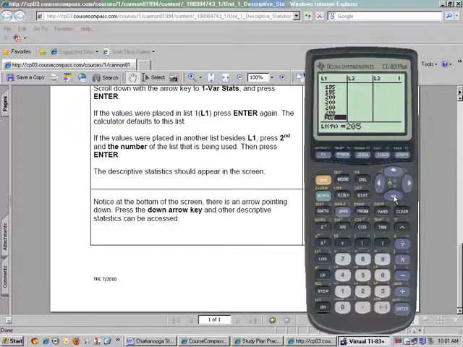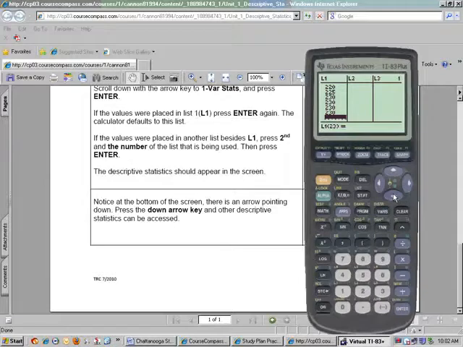Let's see if there's anything else that repeats more than 4 times. Notice 230 repeats 1, 2, 3, 4. So it also repeats 4 times. So in this particular problem, we have 230 and we have 200 that repeated 4 times. So this is called bimodal. That means there's 2 in this that repeat the same amount of times. So our mode would be 200 and 230 because they repeat the same amount of times.